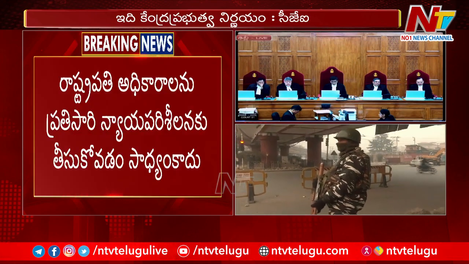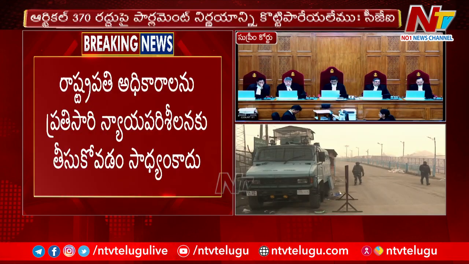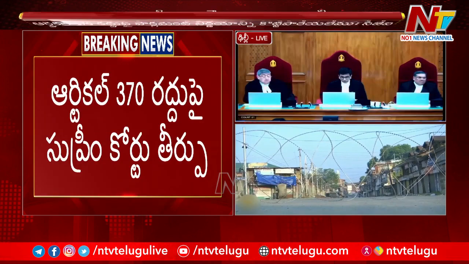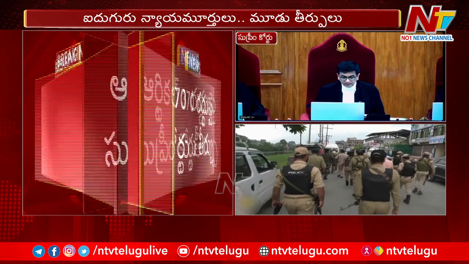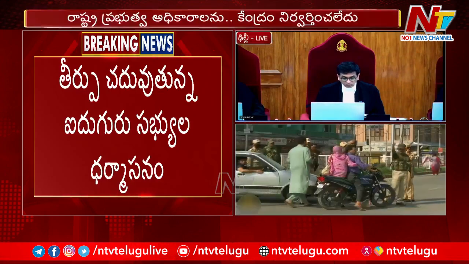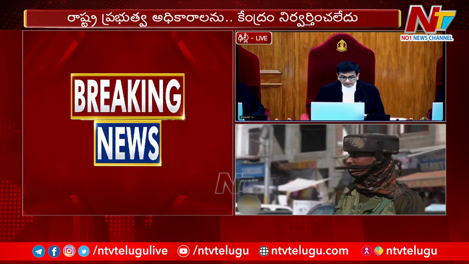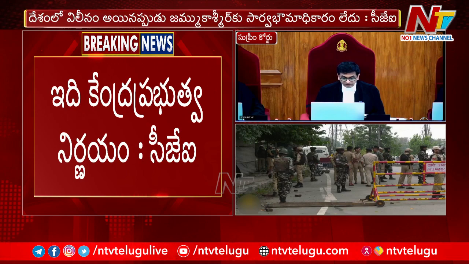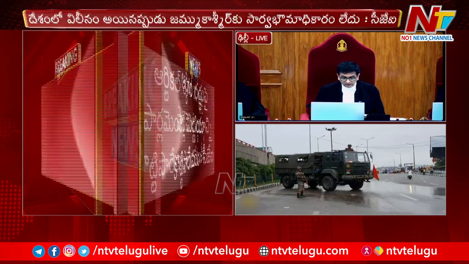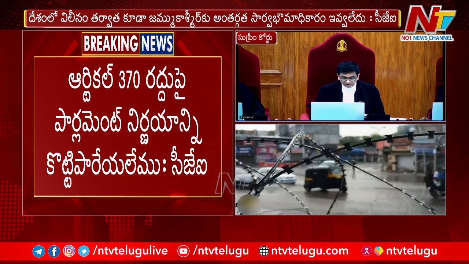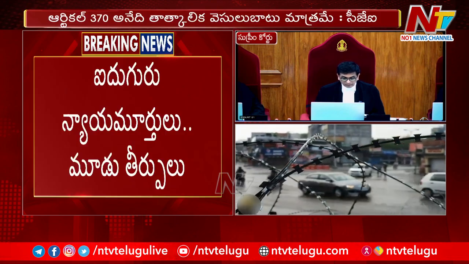First, recourse must be had to the procedure contemplated by Article 370, Clause 3, if Article 370 is to cease to operate or is to be amended or modified in its application to the state of Jammu and Kashmir. No other procedure may be utilized to amend Article 370. Second, the rule of interpretation that a power under a statute must be exercised in accordance with the provisions of that statute and in no other manner is undoubtedly applicable to the Constitution.